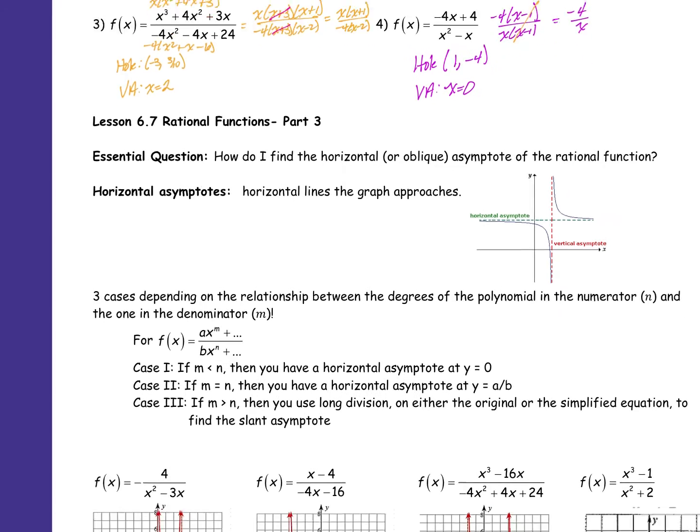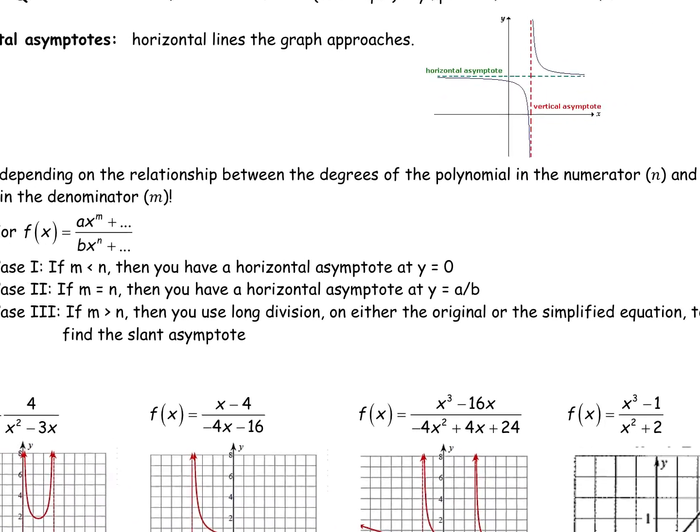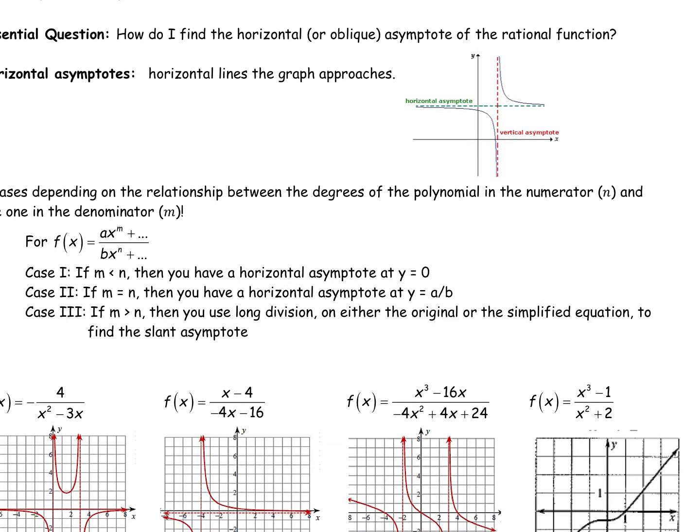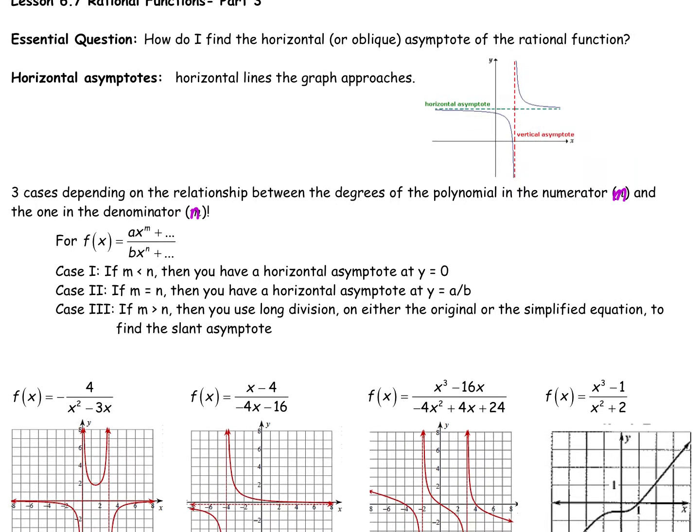Okay, so there's 3 cases depending on the relationship between the degrees of the polynomial in the numerator m and the one in the denominator n. Oh my gosh, I didn't save that. Sorry, I thought I had fixed that. I did fix it. It just didn't get uploaded correctly. So that should say the numerator m and the denominator n. Yeah, because I fixed it and then I thought I re-uploaded it to here, and obviously I hadn't.